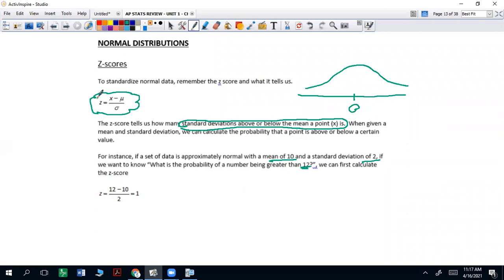And we use these scores to analyze where that point is in the data, but we can also use the Z-score to look up in Table A what the probability of something being below that number is. I prefer to use NormalCDF, but you have Table A as an option if you want to stick with Z-scores.